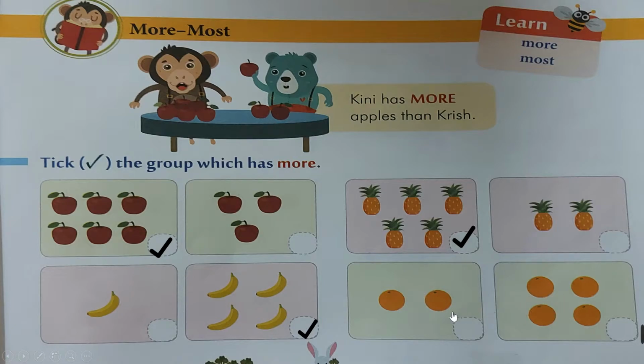Next one, see here children. What are these? Oranges. In the first group there are 2 oranges and in the second group there are 4 oranges. Which group has more oranges? Yes, second group has more oranges. So we have to keep the tick mark here. Understood children?